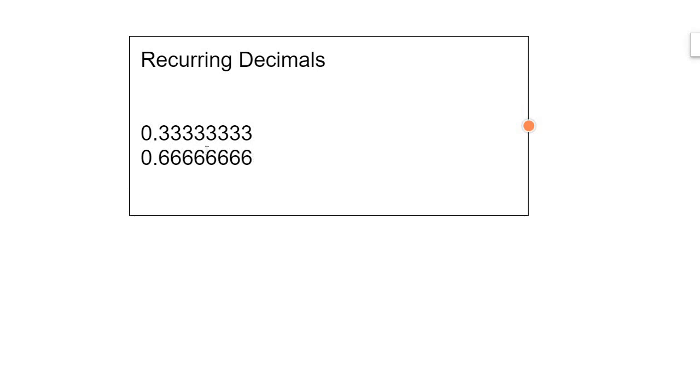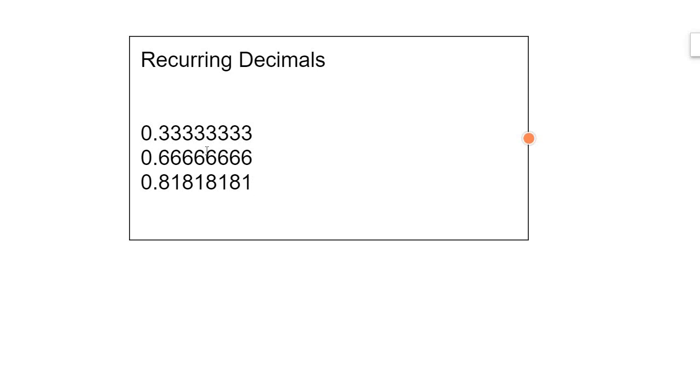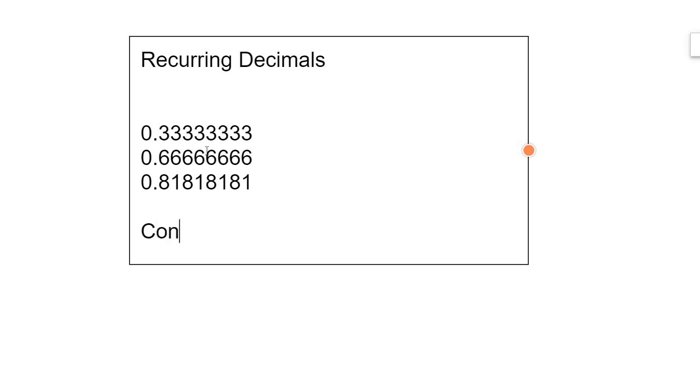And sometimes you may have recurring decimals like 0.818181, and that keeps repeating. Now the most difficult part is converting these recurring decimals into fractions.